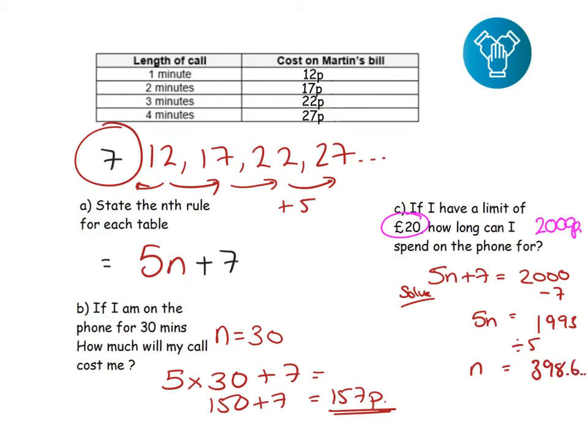398.6, lots of decimals, which obviously I can't exceed my minute to get my £20, so that means I'm going to have to be on the phone for 398 minutes, which turns out to be 6 hours and 38 minutes. Long phone call. So hopefully you managed the first two, because that's what we're focusing on, and then the TIFF is part C.